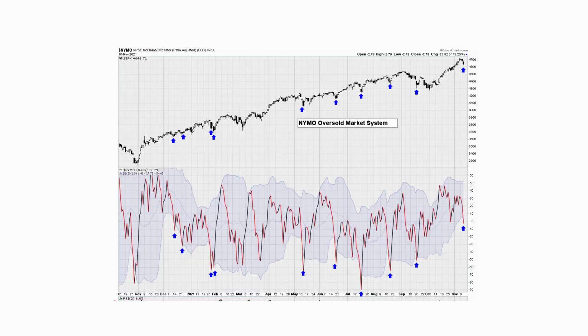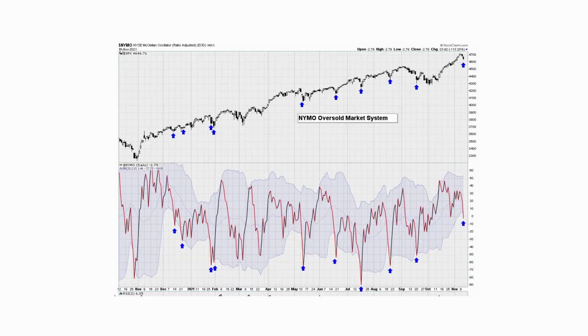Some other things: the McClellan Oscillators, like the NIMO and the NAMO, all closed below the lower Bollinger Bands. While at times you may need 2 or 3 closes below the lower Bollinger Bands, sometimes you only get 1. And as you can see, it's usually a pretty reliable signal for the market to bounce.